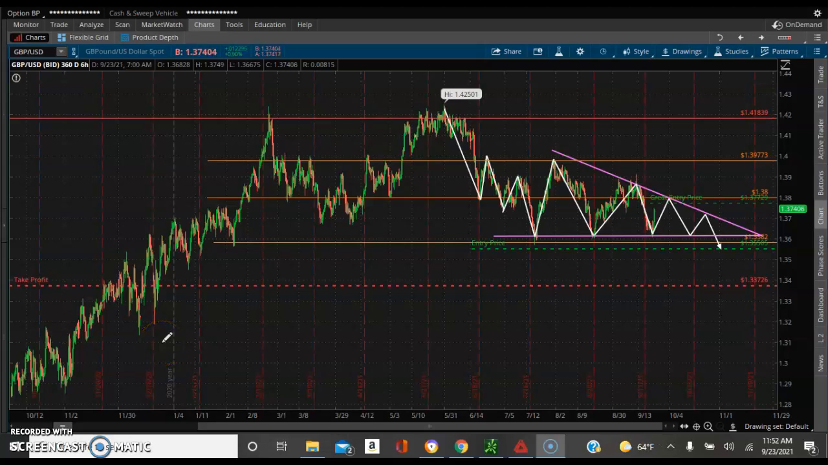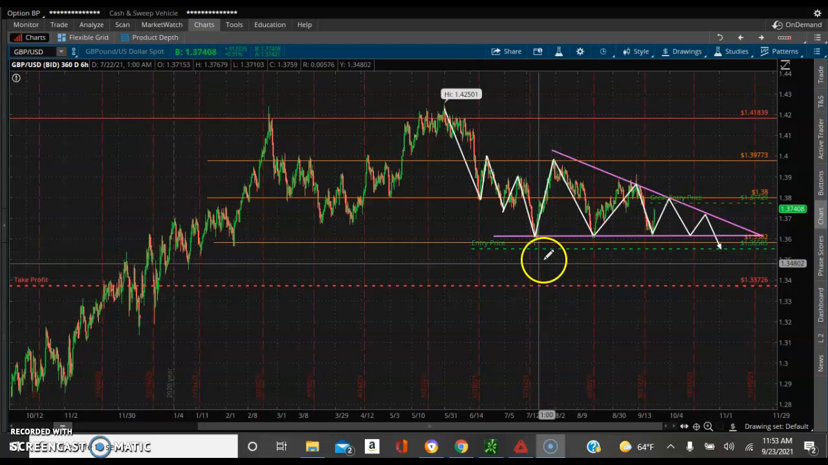Alex Jenkins checking in. We're doing a chart analysis on Great British Pound USD. I'm looking at a 6 hour time chart, so each candle represents 6 hours. And what you're seeing here is I've noticed that it could possibly be an ascending triangle pattern.